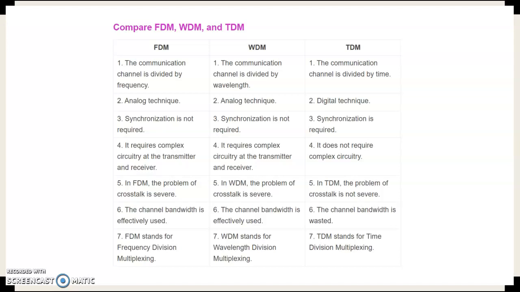Both FDM and WDM require complex circuitry at the transmitter and receiver. Meanwhile, in TDM, it does not require complex circuitry. In FDM, the problem of crosstalk is severe. The same goes with WDM. In TDM, the problem of crosstalk is not severe. The channel bandwidth in FDM is effectively used. The channel bandwidth in WDM is also effectively used, while the channel bandwidth in TDM is wasted.